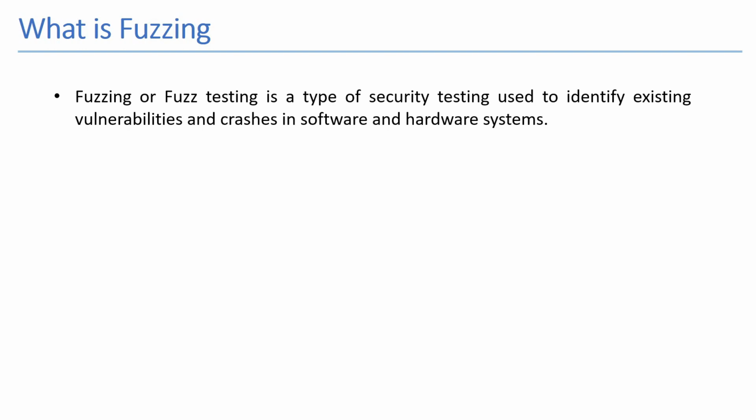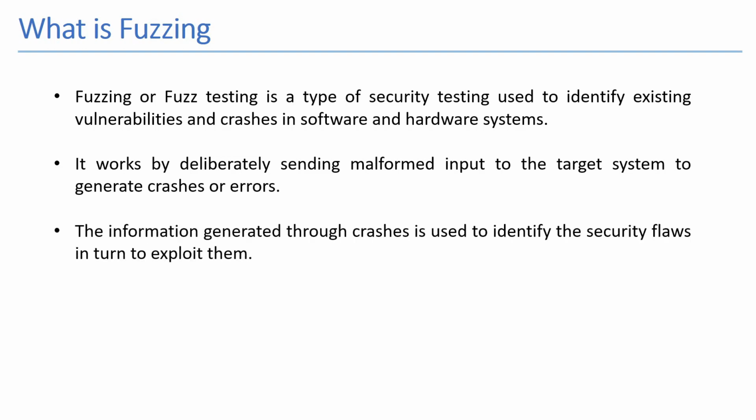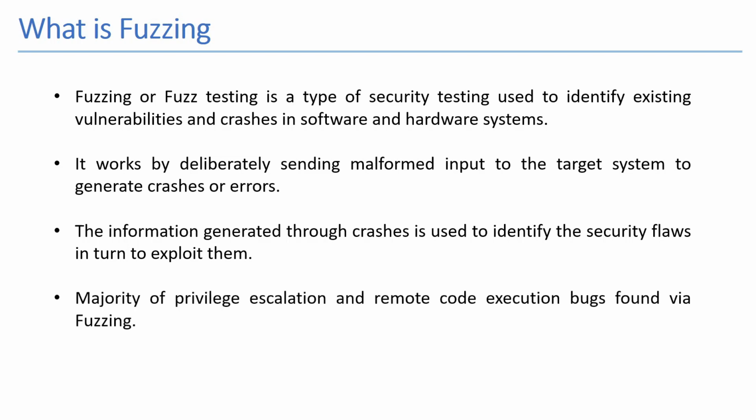Now let's see what is fuzzing. Fuzzing is a security testing technique to identify security vulnerabilities that exist in a software or hardware system. It works by continuously sending a large amount of modified data as input to the target system to make it crash. A crash is a starting point for any vulnerability because it gives some information about a vulnerability. Fuzzing is responsible for identifying a large number of privilege escalation and remote code execution vulnerabilities.